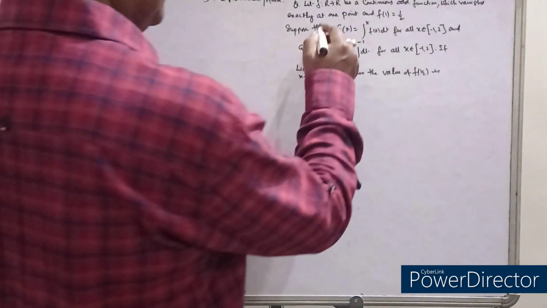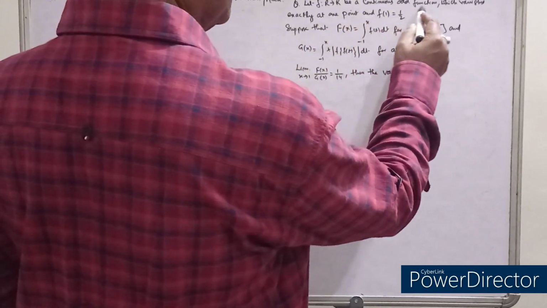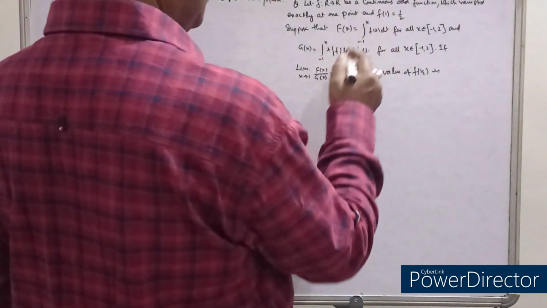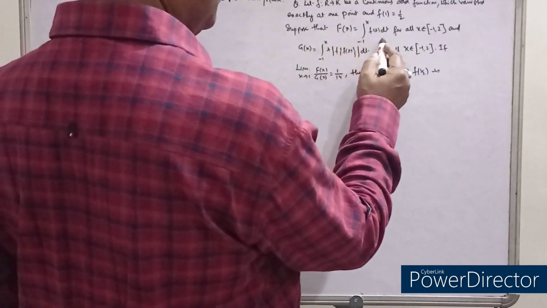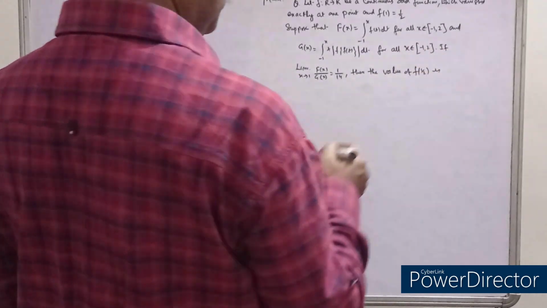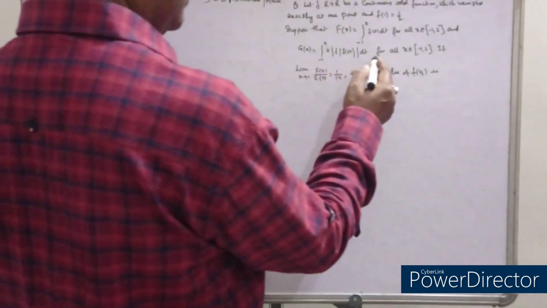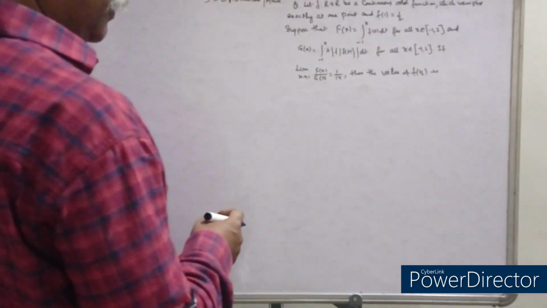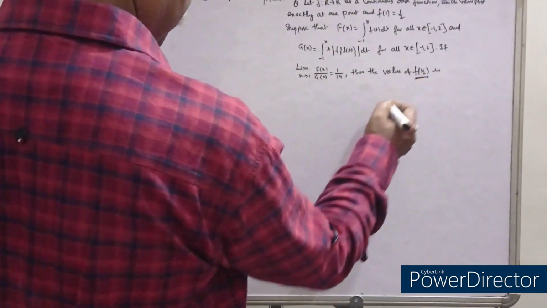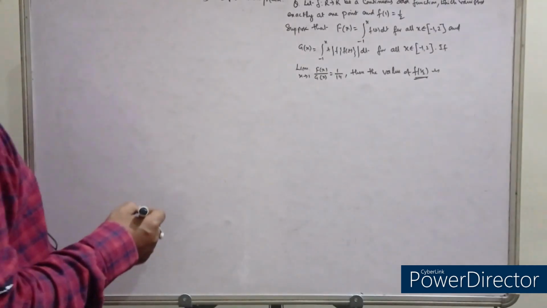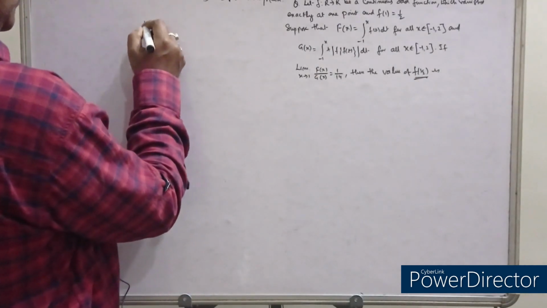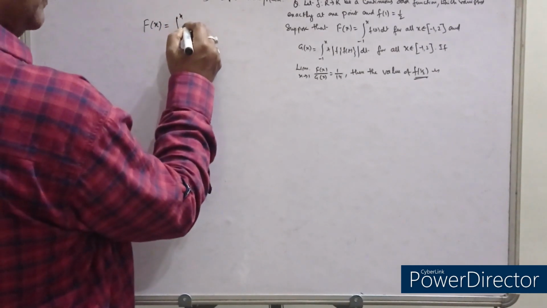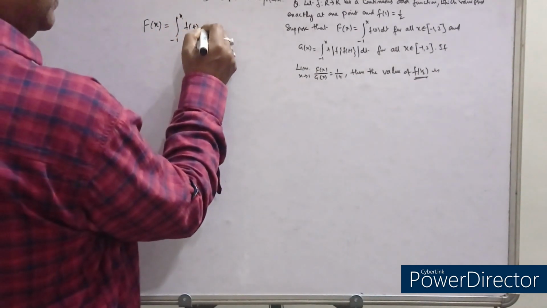Now my next question is: let f from R to R be a continuous odd function which vanishes exactly at one point and f(1) is equal to half. Suppose that F(x) is this for all x, and G(x) is this for all x, and if the limit of F(x) by G(x) is 1 by 14, we have to find f(1/2). So here F(x) is given to you as the integral from minus 1 to x of f(t) dt.